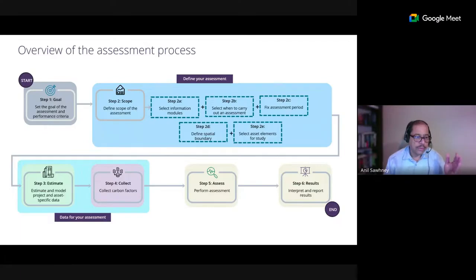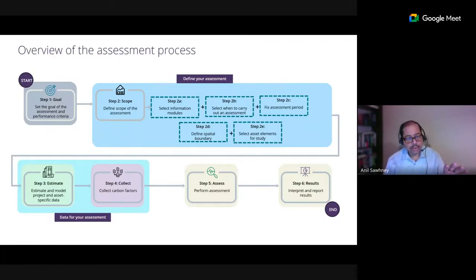So this flow diagram shows how the assessment is carried out. Start at the first start block. Step one is to set your goal. What is the purpose of your assessment? If you don't know the goal, you don't know the performance criteria, maybe if you don't know the target, there's no point in running the assessment. So you set the purpose and the goal of your assessment in step one.